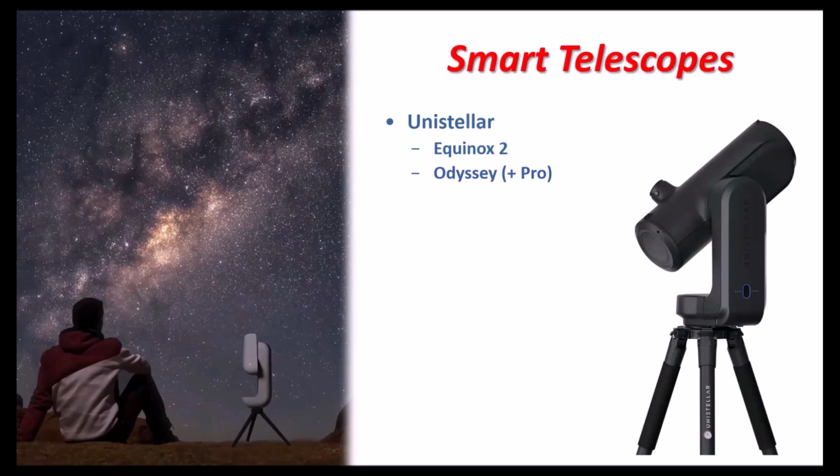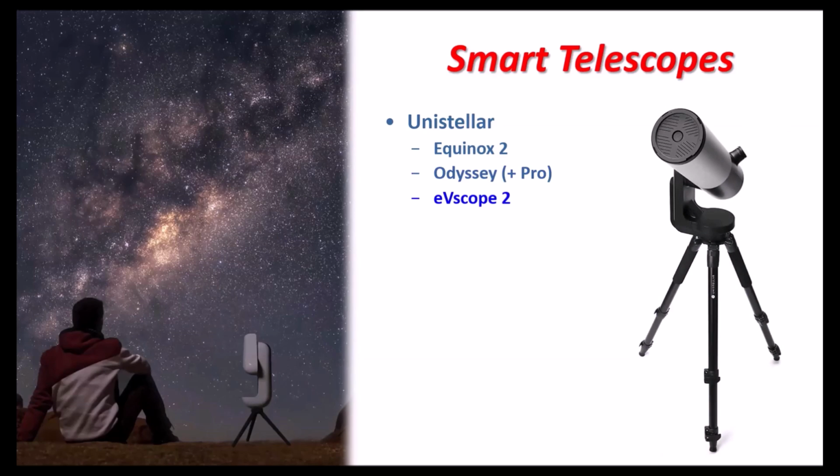So there's the Odyssey Pro. And the EV Scope was the first one, but now they have the EV Scope 2. And again, the prices vary from $2,500 for the first two, $4,000 for the Pro, and this one's about $4,900. So, smart telescopes are not cheap. And again, this one has a 4.5 inch aperture with a 450 millimeter focal length.